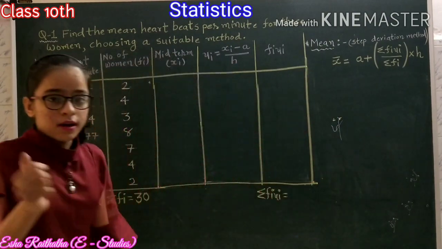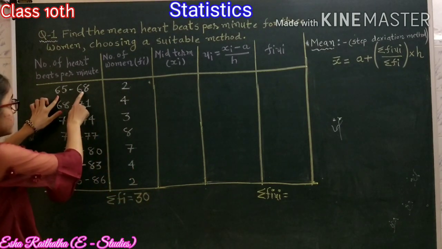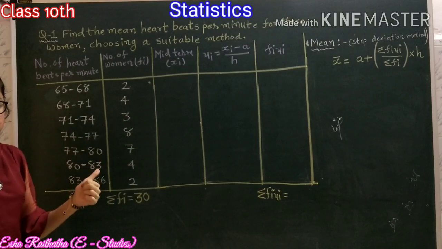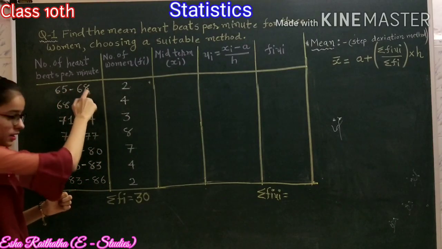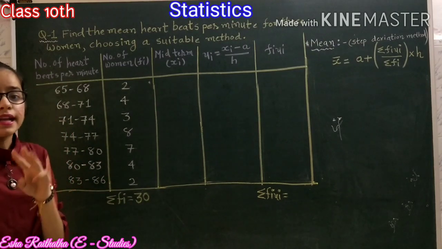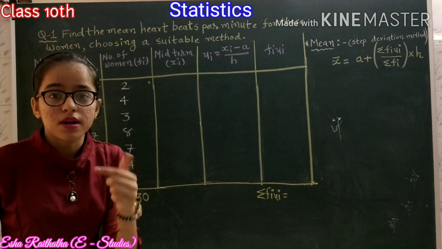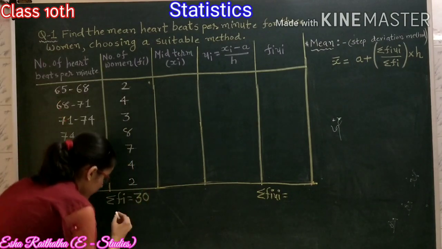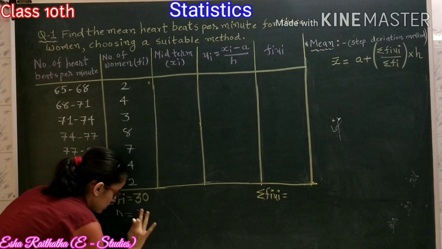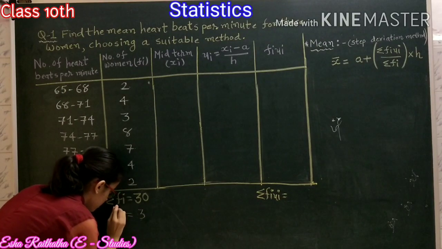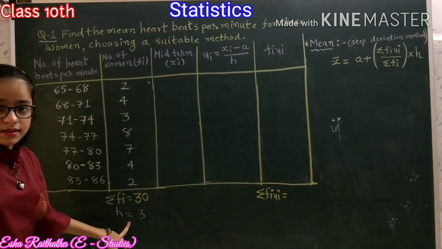Okay, so let's start. Here the difference between 68 and 65 is 3. To find it we have to subtract 65 from 68, so it will be 3. And 3 is h, meaning the class size. Class size is denoted as h. So we will write here h is equal to 3. Now we have taken out the class size.